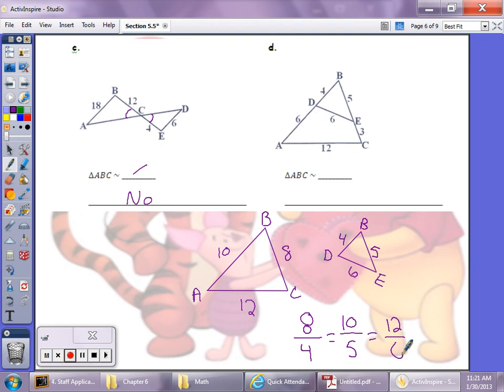So if we take 8/4, 10/5, and 12/6, they all simplify to the ratio of 2 to 1. So therefore, we can say that all three sides are in proportion based on side, side, side. And we now know that triangle ABC is similar to triangle EBD.